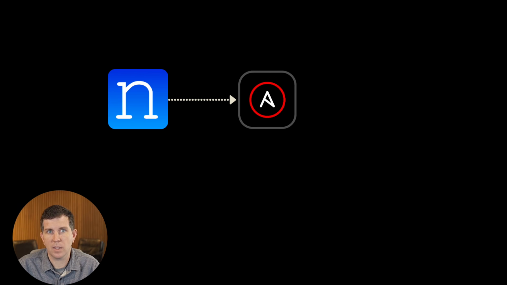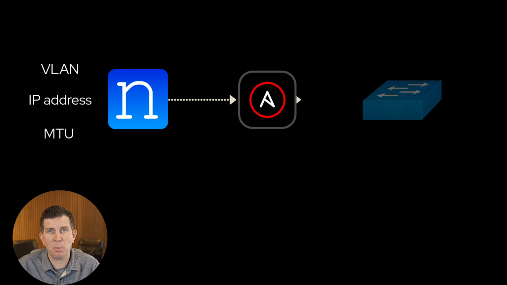configuration changes. If I add a VLAN, assign an IP address, or even change an MTU, Ansible can automatically push that change directly to the correct network devices.